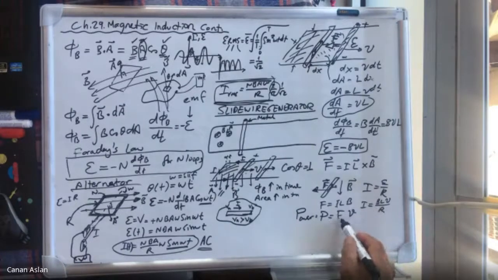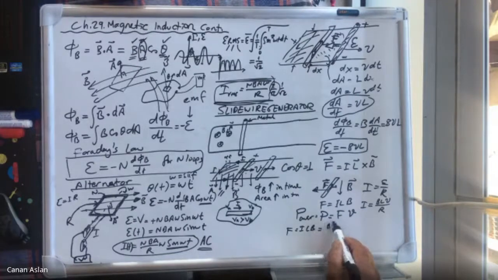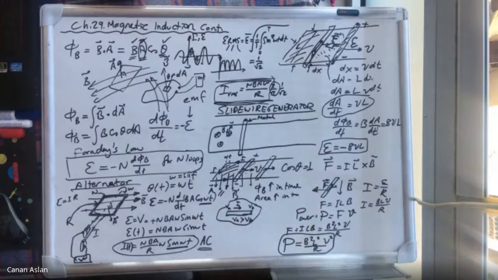And since the force also is given by ILB, let's write the force, which is equal to ILB, but I is given by this expression, so that we have now B squared times L squared V divided by R. In this case, we multiply this by another V to get the power. We see that power is just B squared L squared V squared over R. Now, look how we can analyze this result.